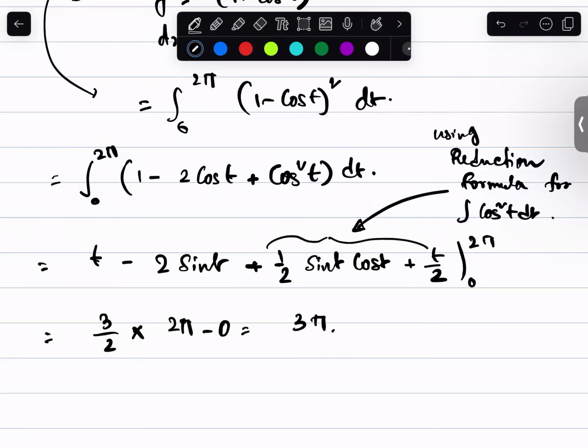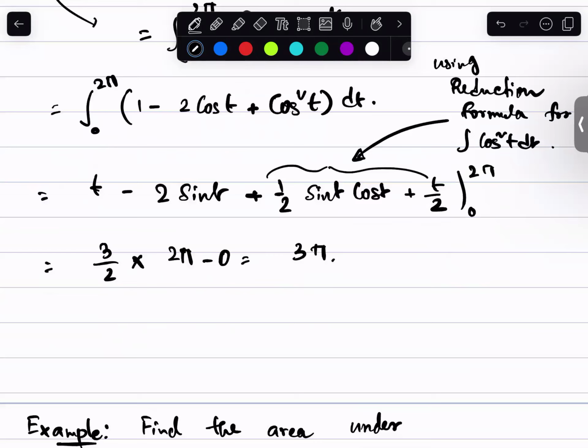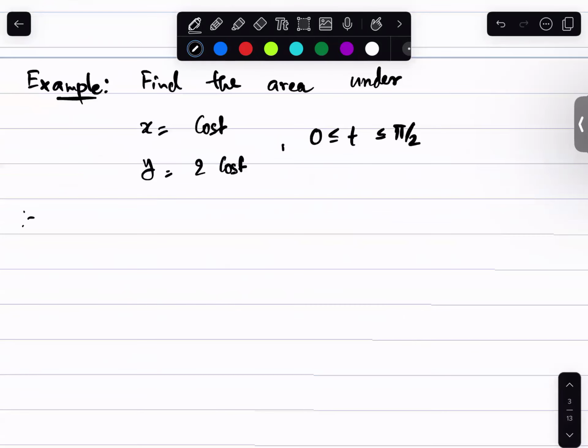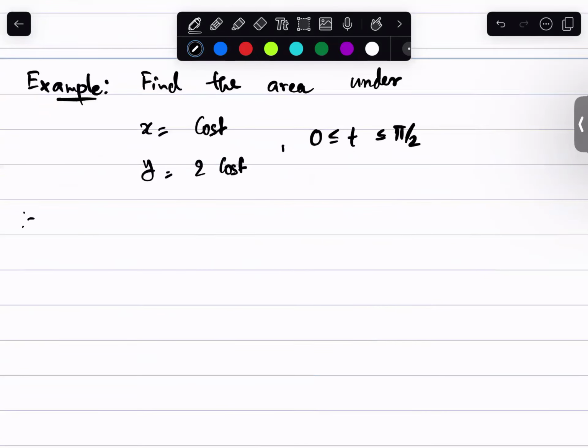So 3 pi will be my answer. Okay, cool. For the next problem, we have to find the area under this parametric equation. So again, the same formula, y dx.